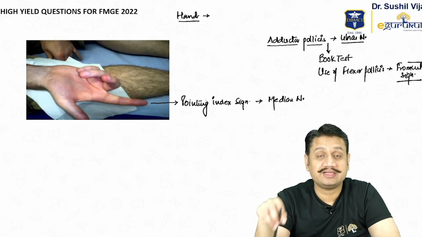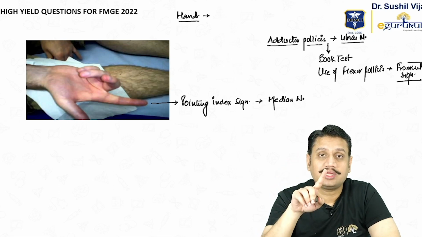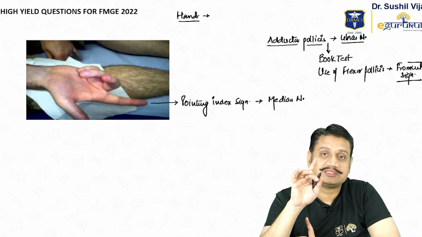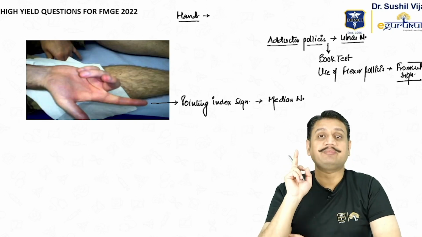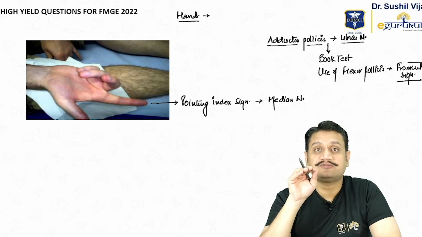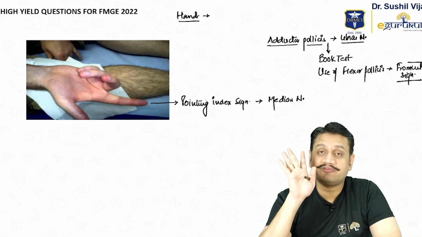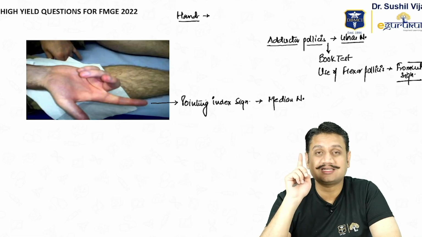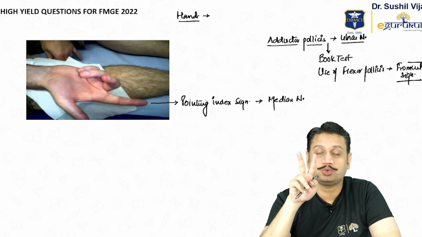So ulnar claw, please remember the difference between an ulnar claw and a median one, the pointing index. Ulnar claw is an ulnar nerve palsy, where 24 hours the patient's attitude is the same. In pointing index, with the median nerve, when you ask the patient to flex, he will not be able to flex this finger. That is pointing index. Please remember the difference in the two injuries.